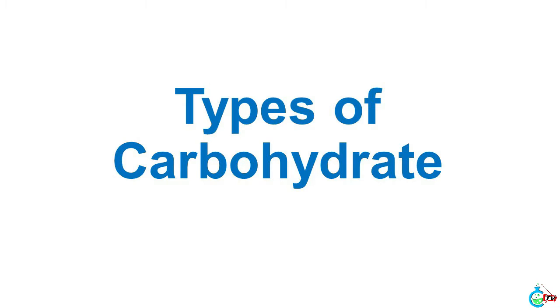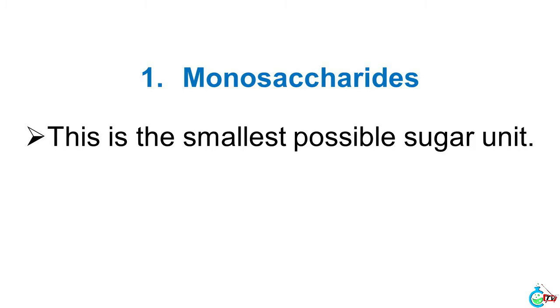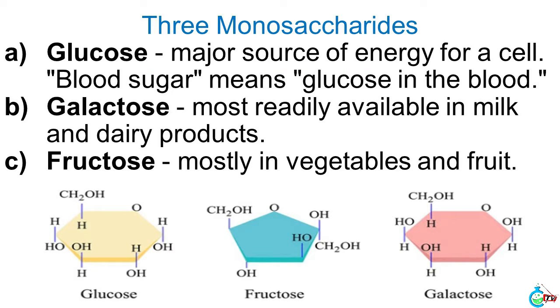Types of carbohydrate. 1. Monosaccharides. This is the smallest possible sugar unit. 3 monosaccharides: Glucose, the major source of energy for a cell. Blood sugar means glucose in the blood. Galactose, most readily available in milk and dairy products. Fructose, mostly in vegetables and fruit.